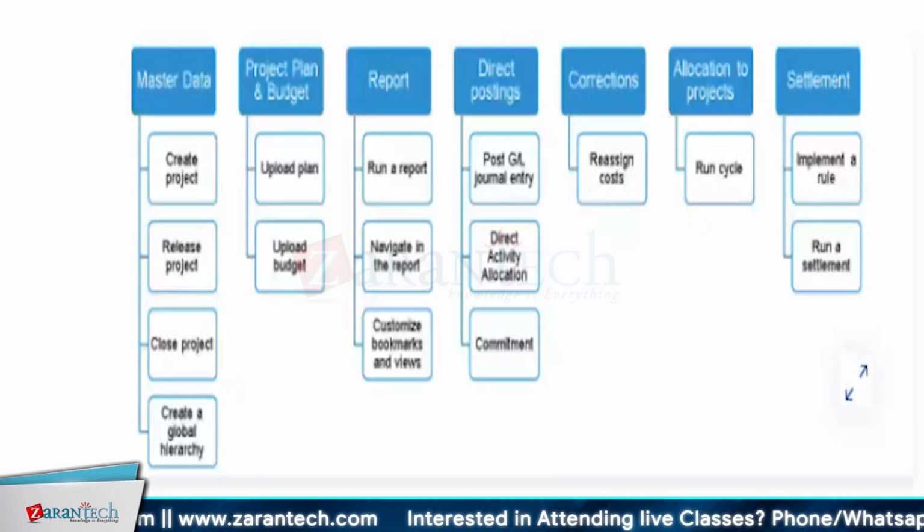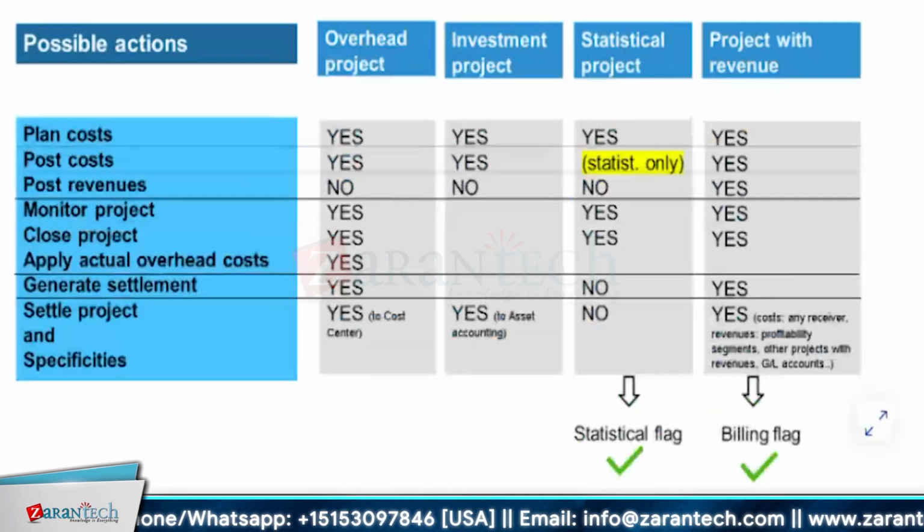Now, when you want to manage the project data, you have to create the overhead projects. When I say you have to create the overhead project, you will have certain time frames, certain allocations, and all these things will be part of the overhead project. If you can see here, for any overhead project that you are going to take, these are the possible actions in project management: planning costs, posting costs, posting revenues, monitoring the projects, settlements, all these different things will be there in the overhead project.